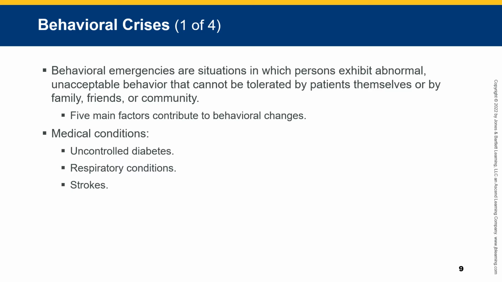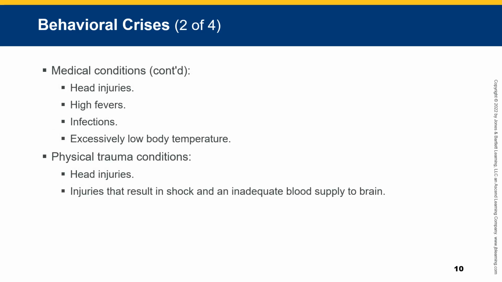When it comes to medical conditions, you can have behavioral changes that result from uncontrolled diabetes that causes low blood glucose, respiratory conditions that prevent the patient's brain from receiving enough oxygen, and strokes. Other medical conditions that can contribute to behavioral issues are head injuries, high fevers, infections, and excessively low body temperature. When it comes to physical trauma conditions, these can contribute to behavioral issues as well. Again, head injuries and injuries that result in shock and inadequate blood supply to the brain.